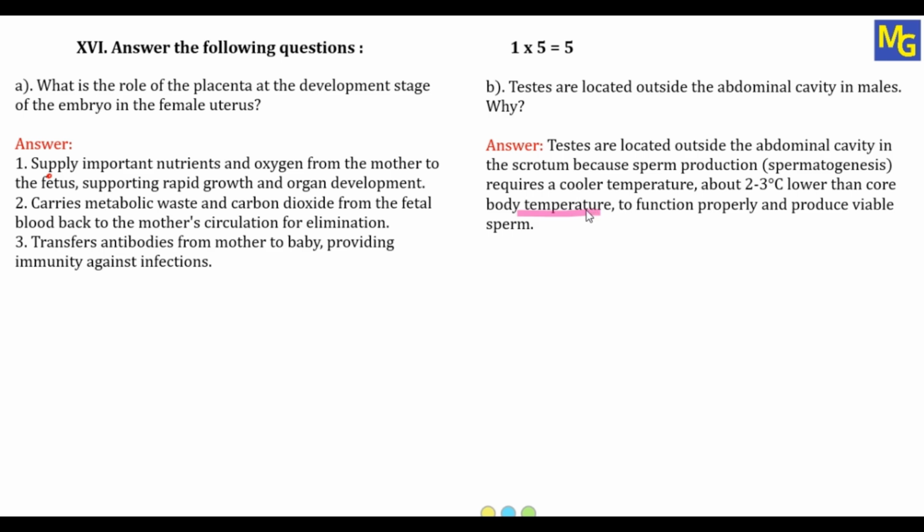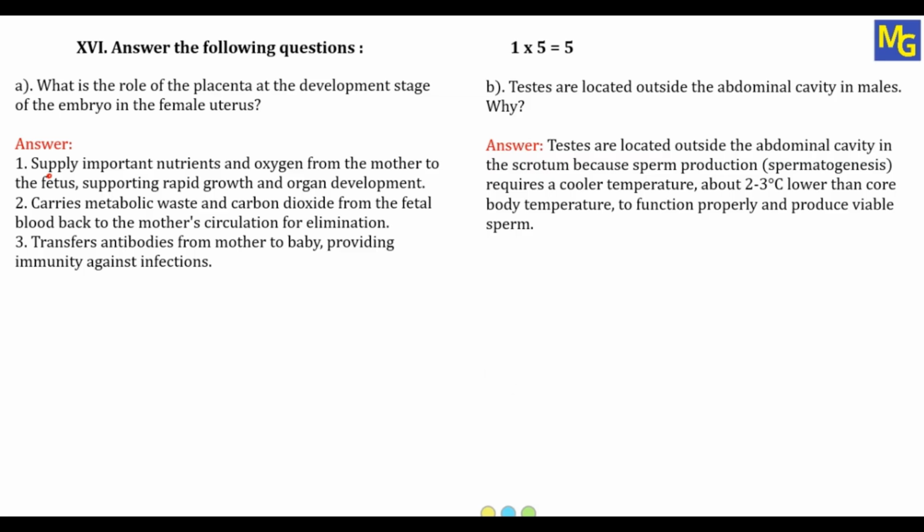So our body has one particular temperature. Compared to our body, the scrotum or the testes require a little less temperature, 2 to 3 degrees lower, for the production of sperms or for the spermatogenesis process. Because at a high temperature, this spermatogenesis process will not occur, and therefore, to perform this function properly and produce viable, active sperms, the testes are located outside the abdominal cavity in the scrotum. So this is the reason why the testes are located outside the abdominal cavity. So this is the answer for question B.